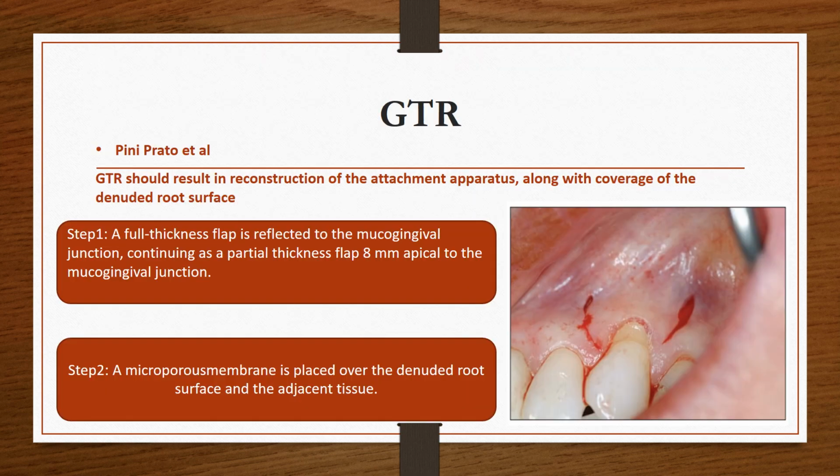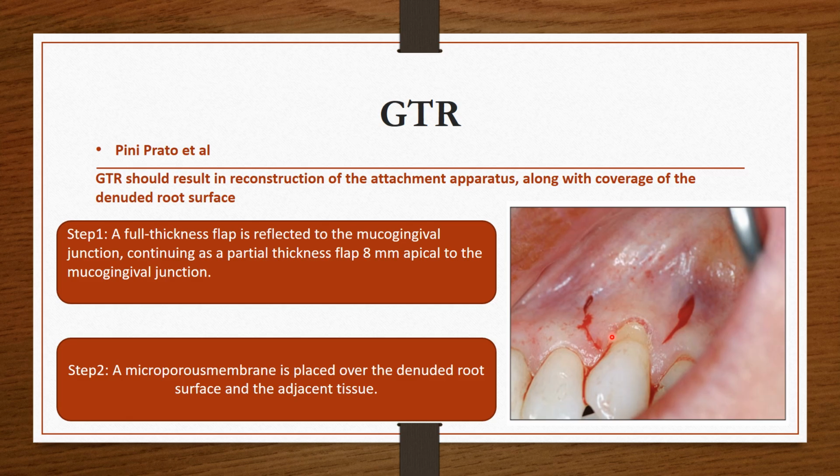Okay. So coming to guided tissue regeneration for root coverage. Pini Prato et al. described a technique based on the principle of guided tissue regeneration. It should result in reconstruction of the attachment apparatus along with coverage of the denuded root surface. So we are moving to the step-by-step technique. A full thickness flap is reflected to the mucogingival junction, continuing as a partial thickness flap 8 mm apical to the mucogingival junction.